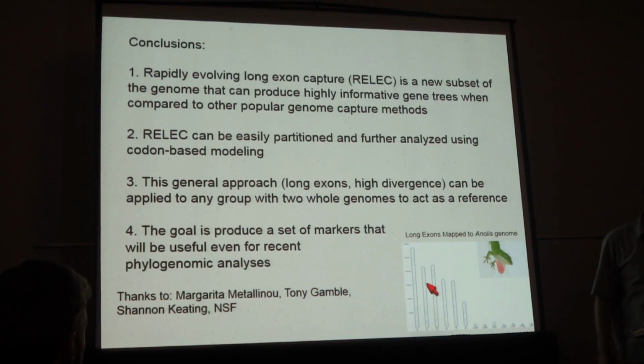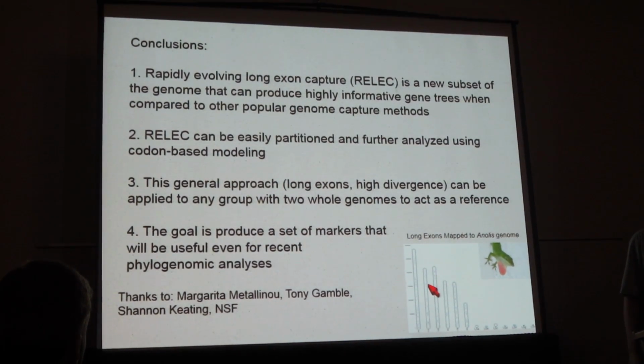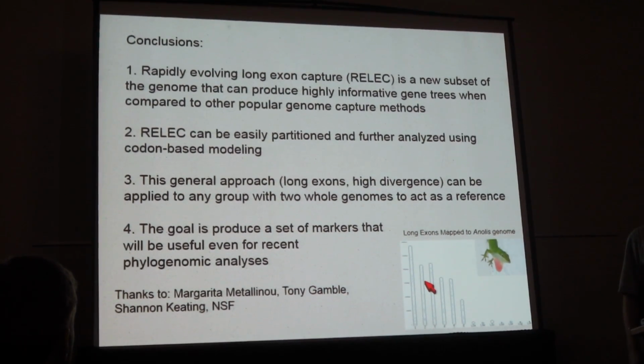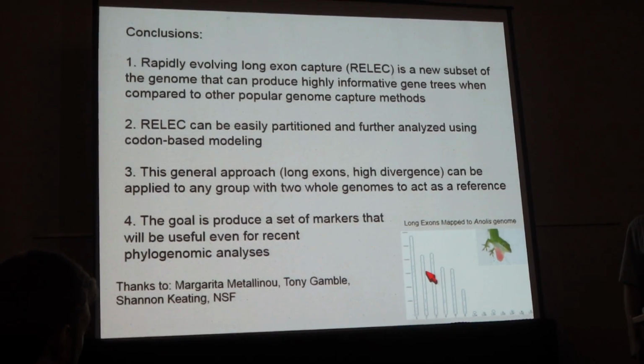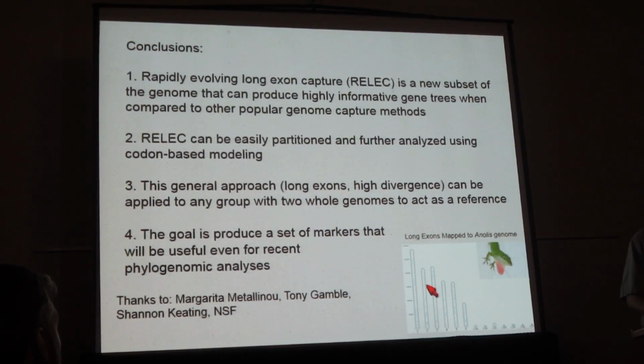In conclusion, rapidly evolving long exons are a new subset of the genome that produces highly resolved individual gene trees when compared to other popular capture methods. RELIC can be easily partitioned and further analyzed using codon modeling.